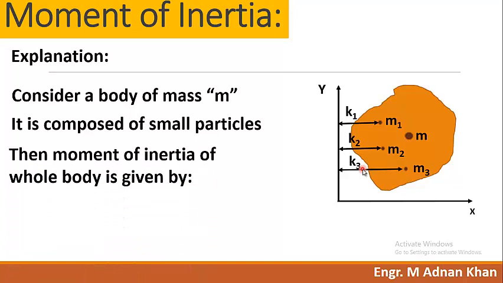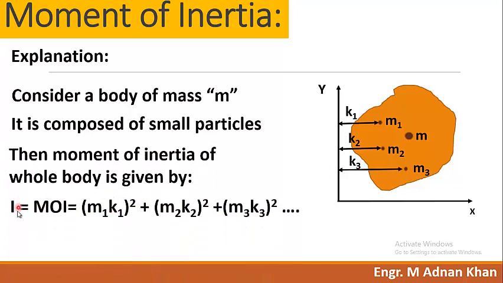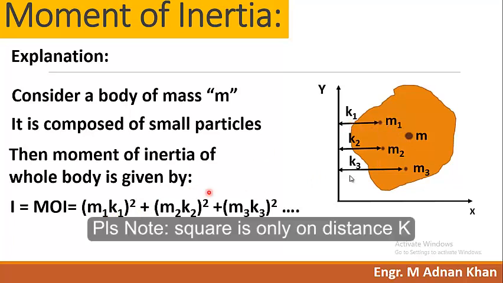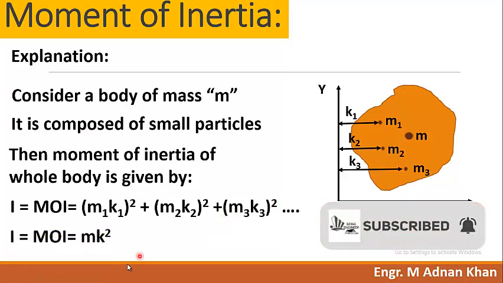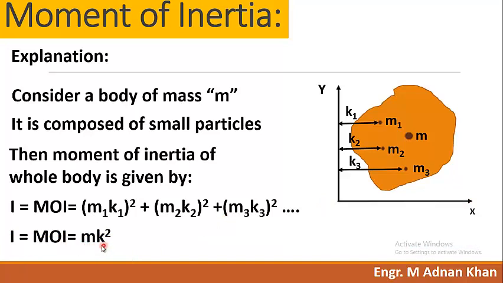So the moment of inertia of the whole body is given by the equation I is equal to MOI. MOI stands for moment of inertia, which is equal to, as I discussed in the definition of moment of inertia, the product of mass and distance. Now m1 multiplied by k1, that is, mass of particle 1 and its distance from the reference axis, plus mass of the second particle and its distance, plus m3 k3 and so on. So generalizing the equation, we get moment of inertia is equal to mk square.